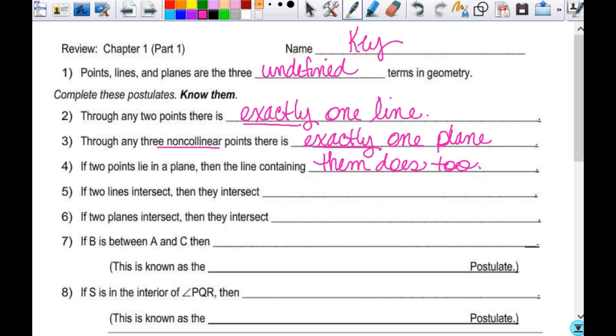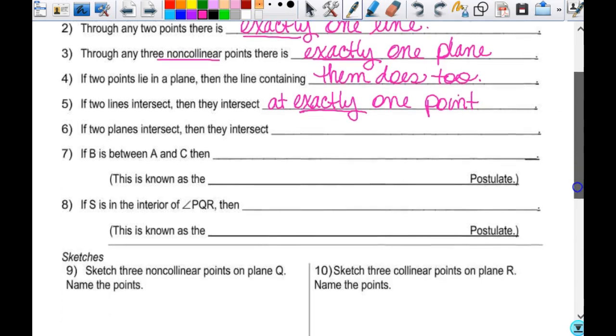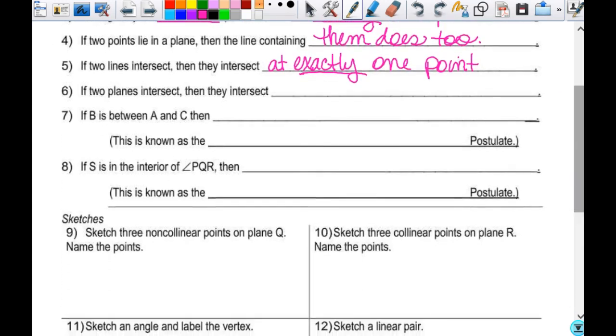Okay, if 2 lines intersect, they intersect at exactly 1 point. If 2 planes intersect, then they intersect at exactly 1 line.